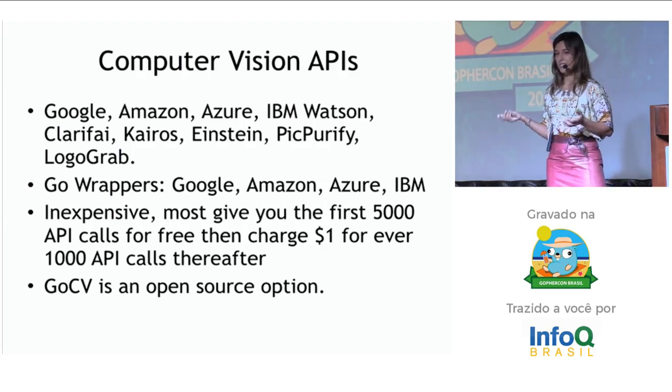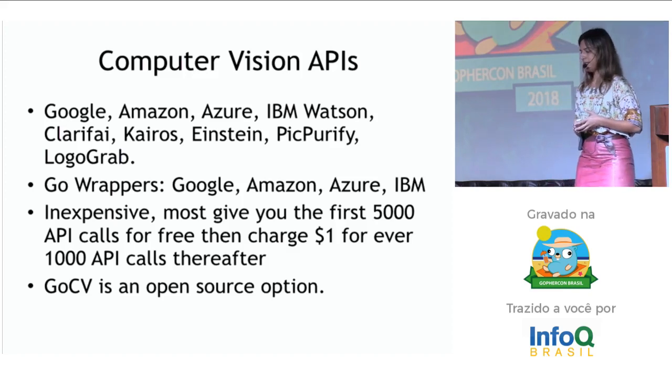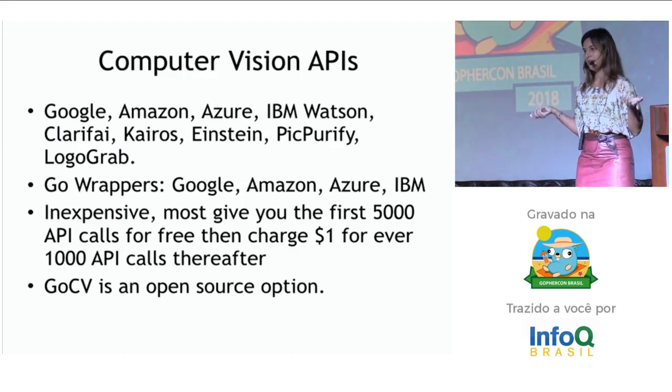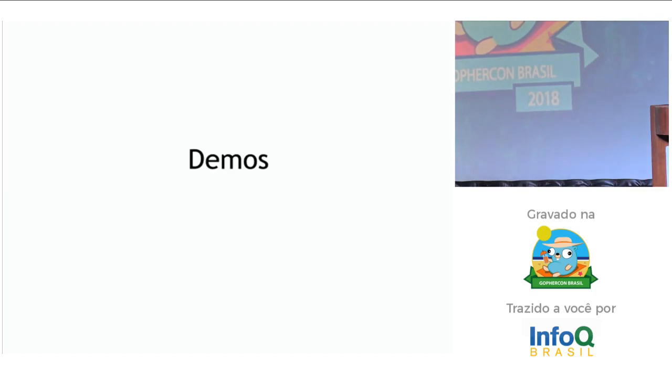And GoCV, again, is an open source option. You can use TensorFlow, either pre-trained models or train your own models in TensorFlow and deploy them in Go. It's pretty easy, and there's no cost associated with it other than the electricity to run your computer. So now I'm going to go over some demos.